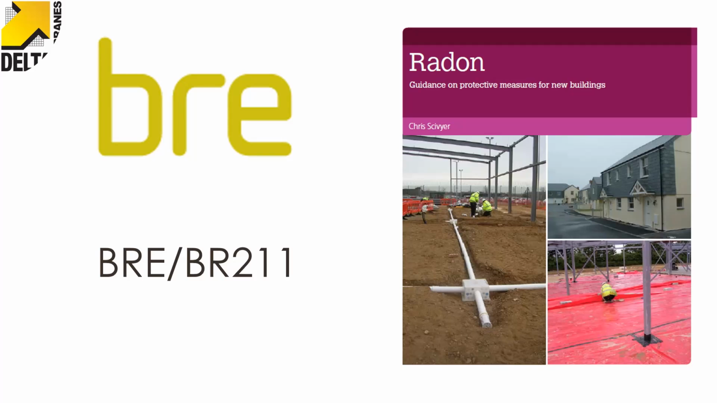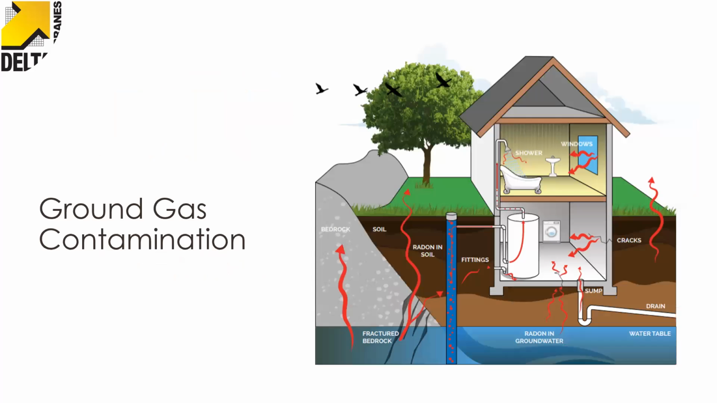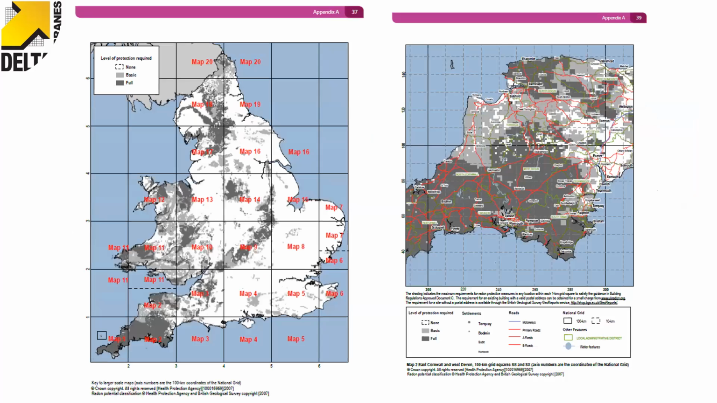Because if water can get in, then radon can get in, because water is a great carrier of radon gas. Okay? So various things that I need to do depending on contamination and the potential for radon as well. This is out of BR 211, the radon standard. So I'll just show you these.